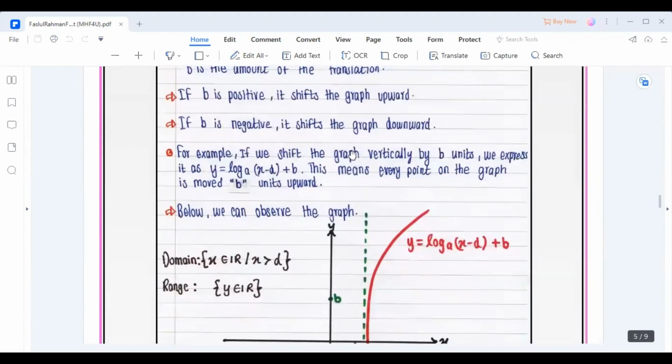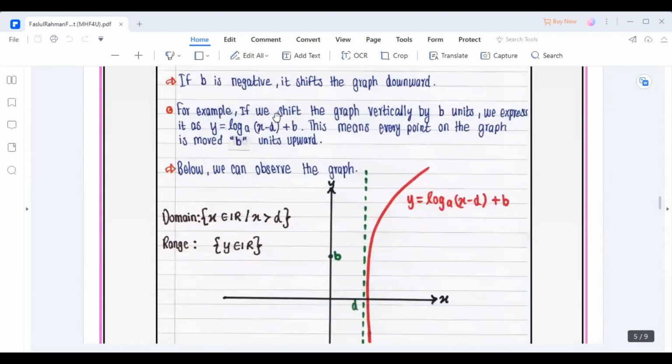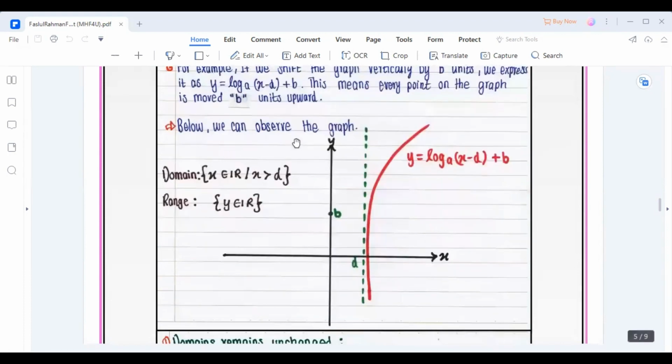For example, if we shift the graph vertically by b units, we express it as y equals log a (x minus d) plus b. This means every point on the graph is moved b units upward. Below we can observe the graph. Every point on the graph is moved b units upward. Here is the domain and the range.